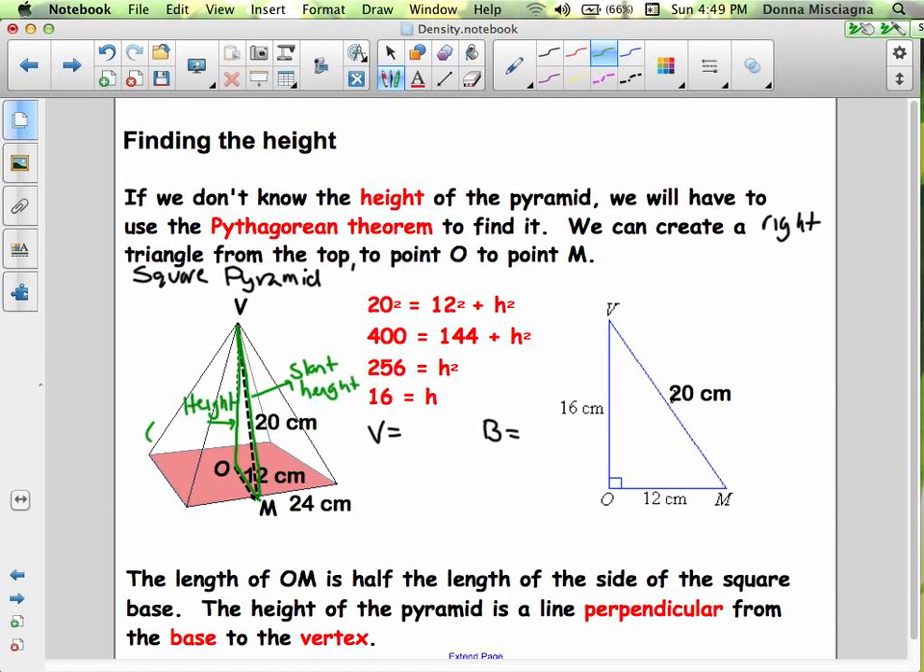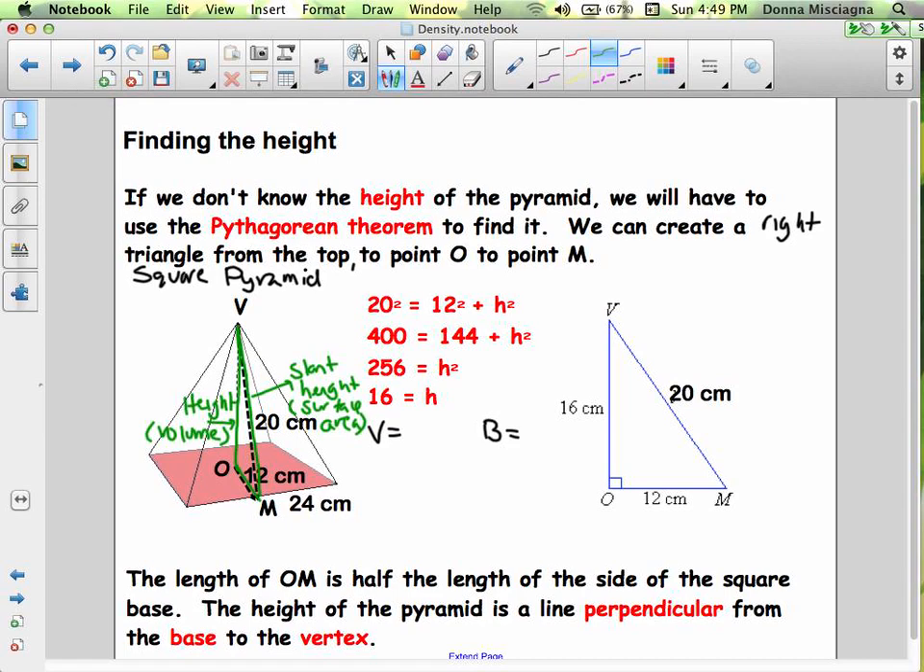The height is used for volume. The slant height is used for surface area. If we're missing either one of them and we need it, we have a problem. Here we're given the slant height, which we don't need, but we're not given the height. So we can use the slant height to find the height, right?